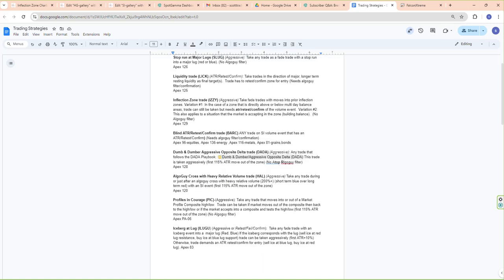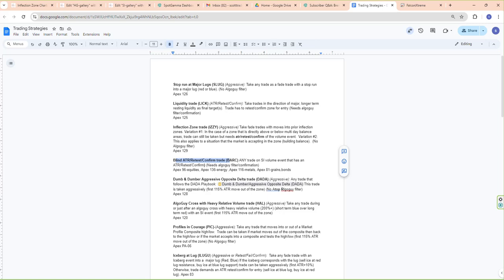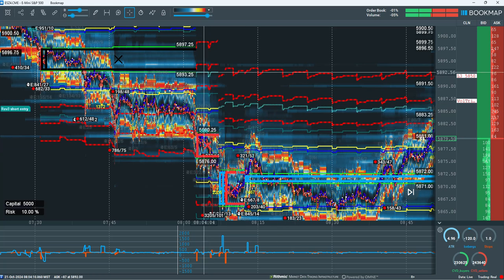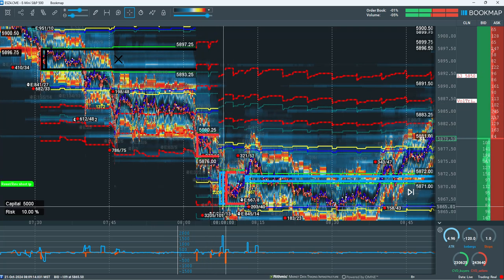So first trade I took here, blind ATR retest confirm, bark, and then lick, which is basically a bark with a target for liquidity, and there is liquidity down here as well as down here.